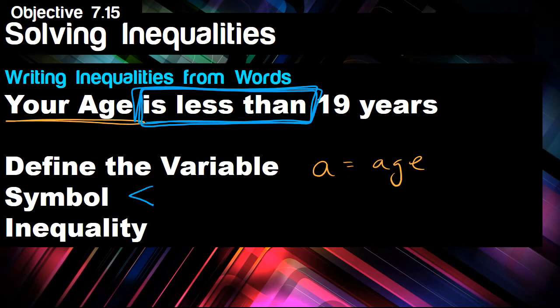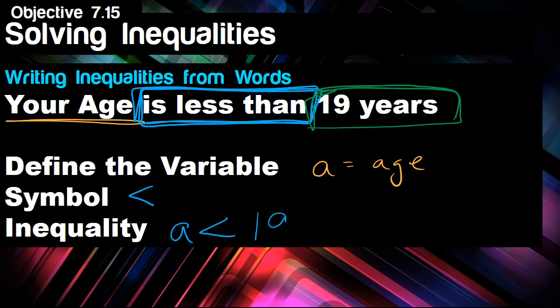And now let's put it all together with the inequality. So you have A is going to be less than, and then we're given this little piece of information right there, 19 years old. And so that's what we have. So everyone's age in the room, or if you're a middle schooler and you're watching this video, you can put in your age for A, and you can figure out that that is going to be less than 19.